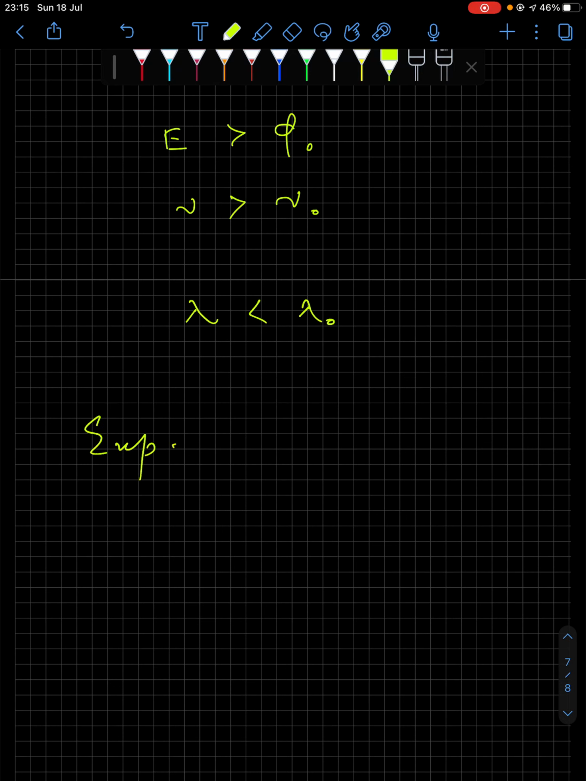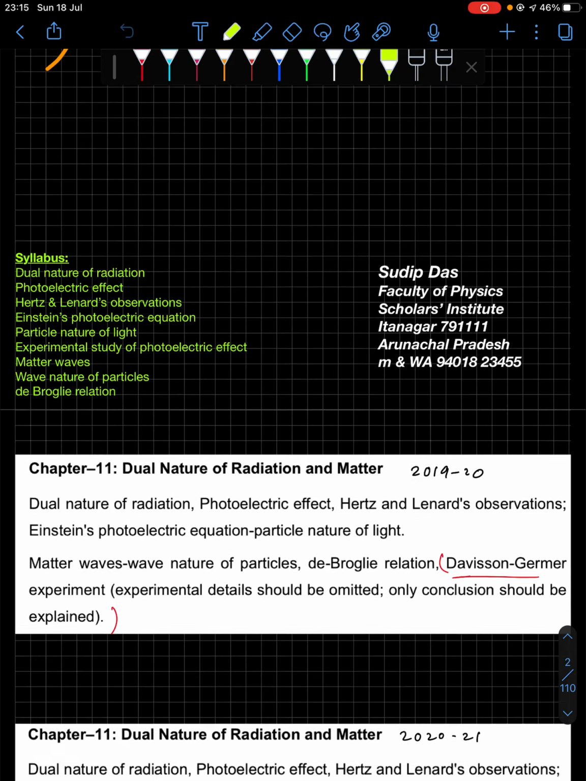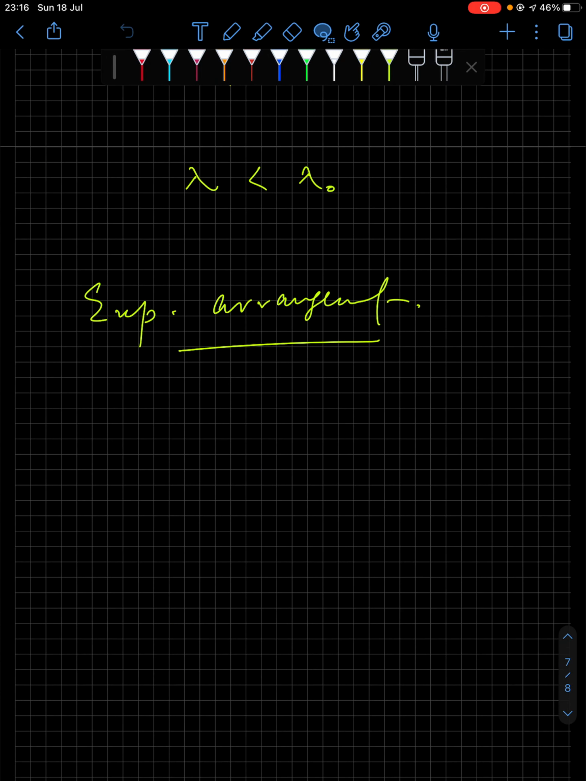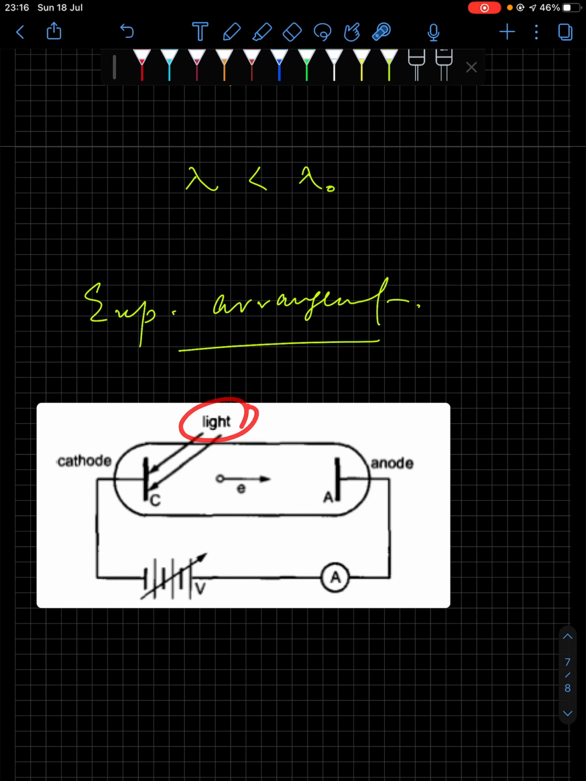Now, the experimental arrangement. For this I'll just copy the diagram. You see here, this light is causing photoelectric emission from this metal plate. High energy light is striking the metal surface, and electrons are coming out. This is the cathode, and this is the anode. The anode is electron deficient, the cathode is electron sufficient.